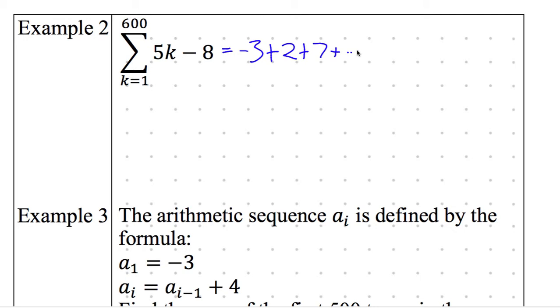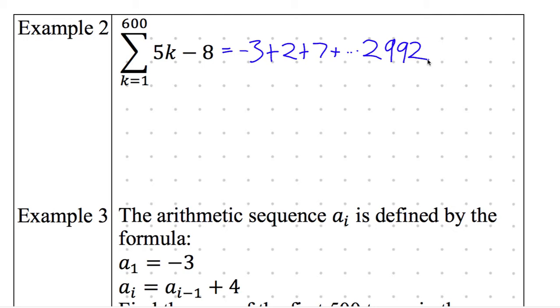And it ends where? What's the last value that you plug in? 600. You plug in 600 into k, right? So that would be 3,000 minus 8, that would be 2,992. There it is. Now we have the first entry and we have the last entry. Do we have the total number of numbers? No. I mean, we do.